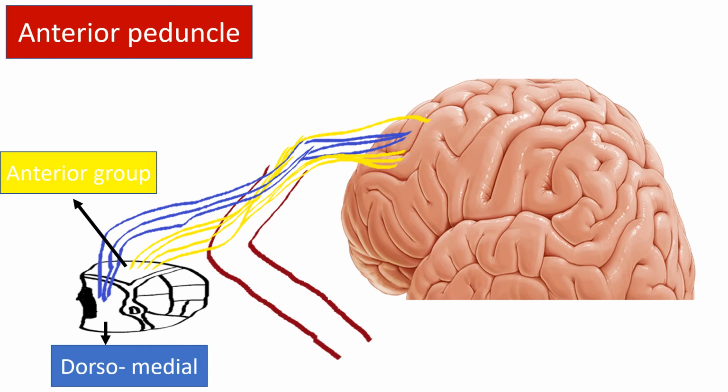The first one is the anterior peduncle. The anterior peduncle connects the frontal lobe. It is the fibers that are passing through the internal capsule, the anterior limb of the internal capsule. These fibers are coming from the anterior group and the dorsomedial group. The anterior group is the yellow one, and the blue one I'm showing you is the dorsomedial group. So the fibers of these two different groups pass through the anterior limb of the internal capsule and reach the frontal lobe of the cerebrum. That is about the anterior peduncle fibers.